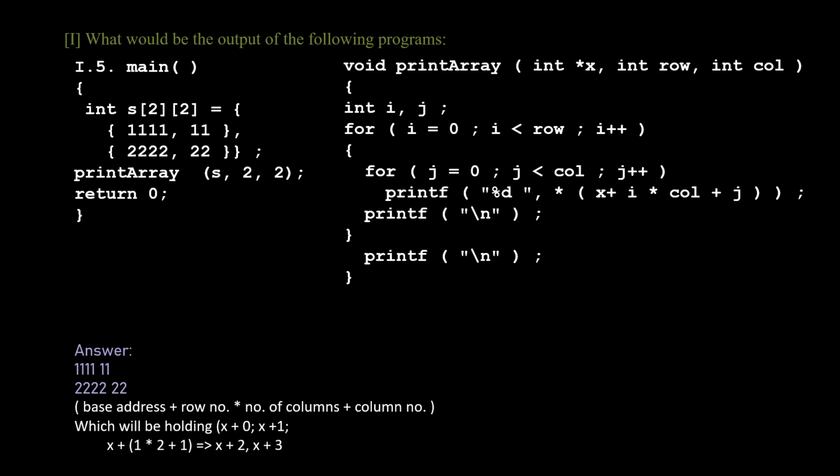So next time when we are with I as 1, it will be x plus 2 and x plus 3, as you can see here. So it will be third and fourth element of this array. So let's go to the next question.